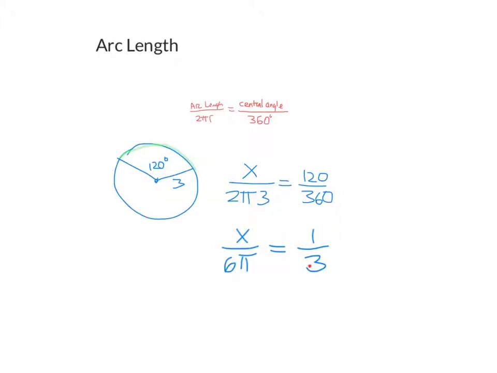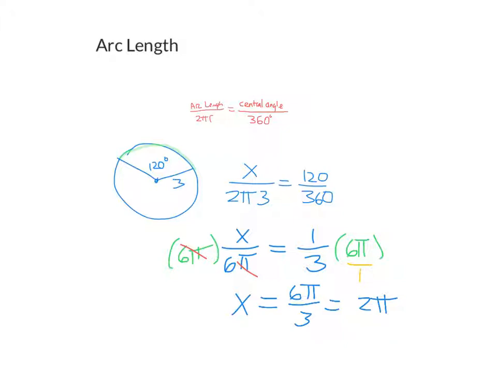Okay, same deal. We could cross multiply, or we could just multiply everything by 6 pi. So we're going to end up with, as a result of that, 6 pi times x over 6 pi. Secretly, there's a 1 underneath there. So these cancel. And then you are left with x equals 6 pi over 3, and that equals 2 pi.